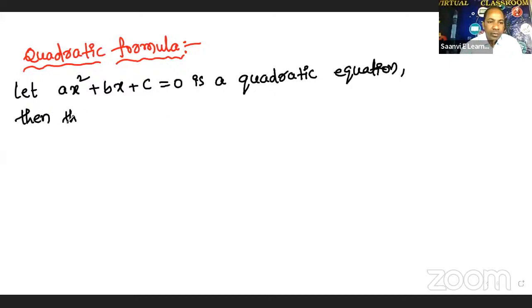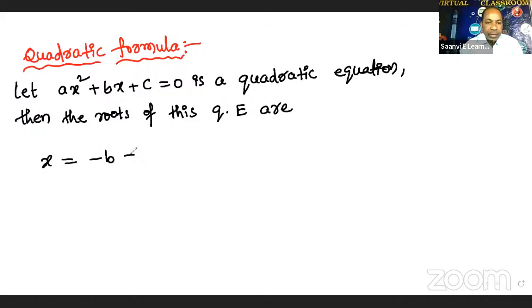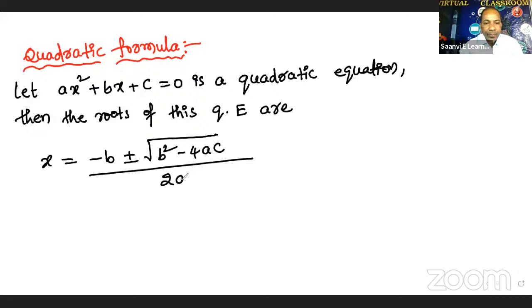Then the roots of this quadratic equation are x is equal to minus b plus or minus root b square minus 4ac by 2a. So this is the formula, children, to find the roots by formula.